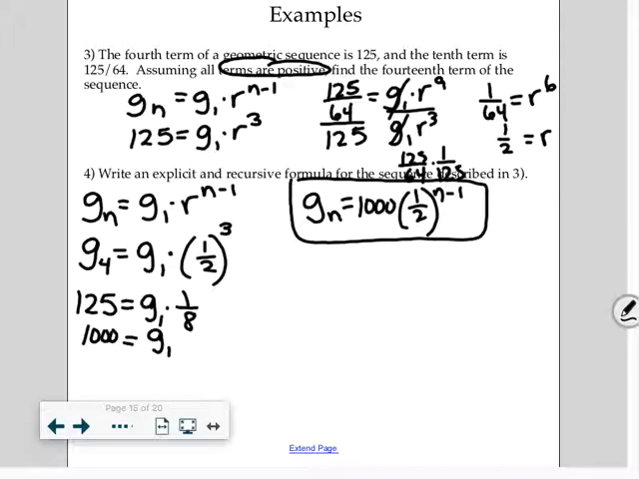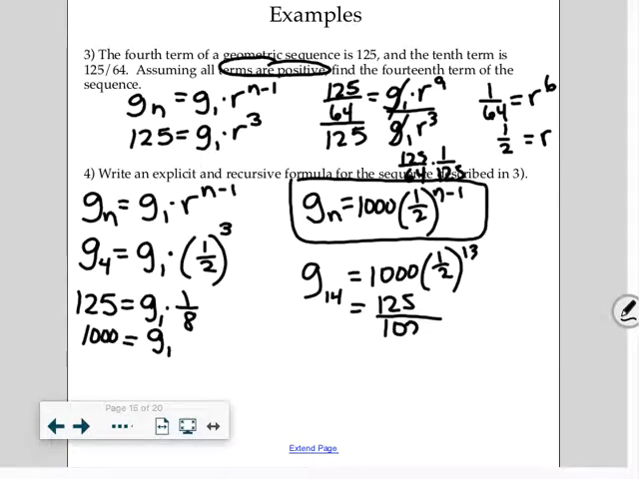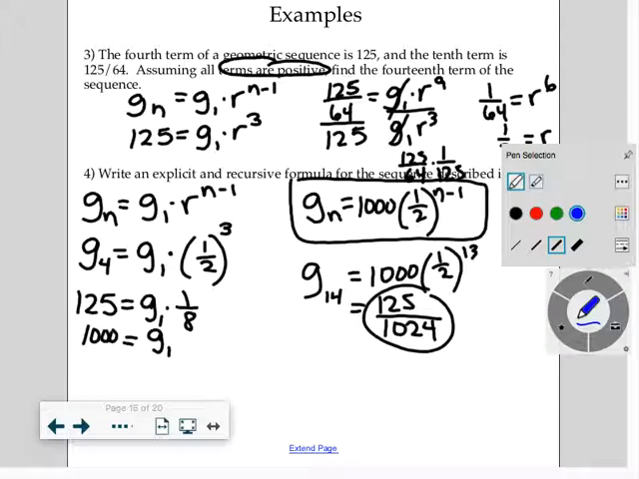It says find the 14th term. Well, that's no big deal now. I have g sub 14 is 1,000 times 1 half, and that would be to the 13th power, because it's 14 minus 1. I left it as a fraction, and when I reduced, I got 125 over 1,024. So there's finally my 14th term. Number 4 said write the explicit and recursive formulas.